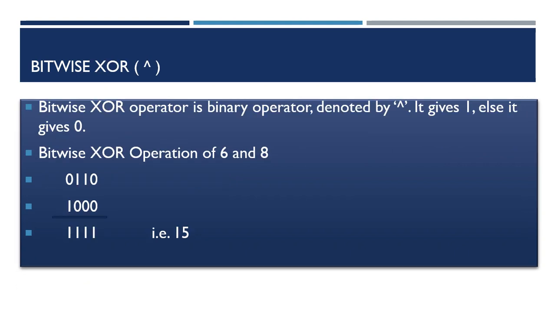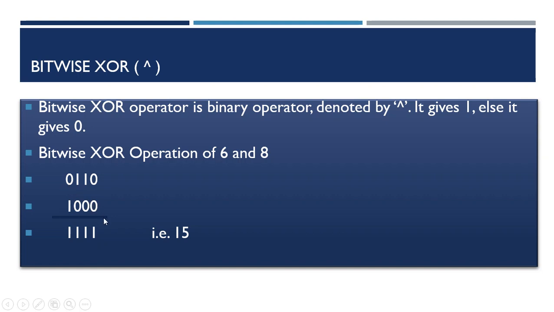So let's talk about bitwise XOR. Bitwise XOR is again a binary operator, denoted by this symbol. It gives 1 only if both bits are different. If both bits are different, it gives 1, else it gives 0.